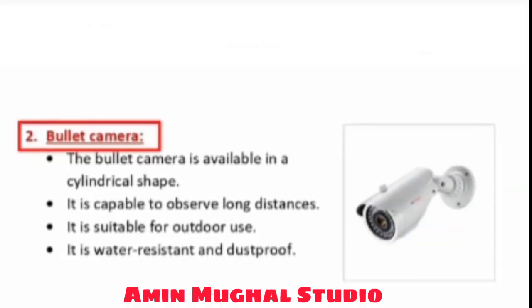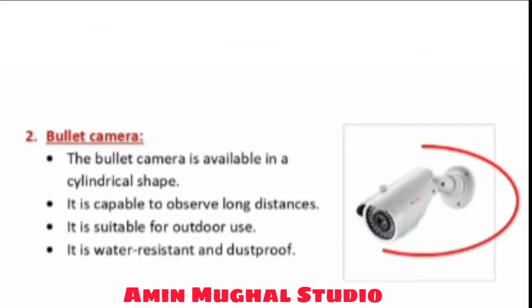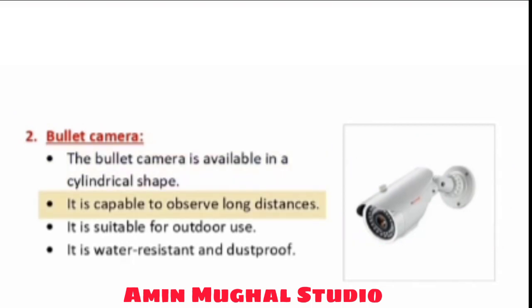Next we have the bullet camera. In this image, it is clear that bullet cameras are available in a cylindrical shape, and these cameras are capable of observing long distances. Means a bullet camera allows you to monitor over long distances. So this type of camera is more suitable for outdoor use, and because of its iconic design, it tells people they are under surveillance. And as this is suitable for outdoor purposes, its body is made water resistant and dust proof.